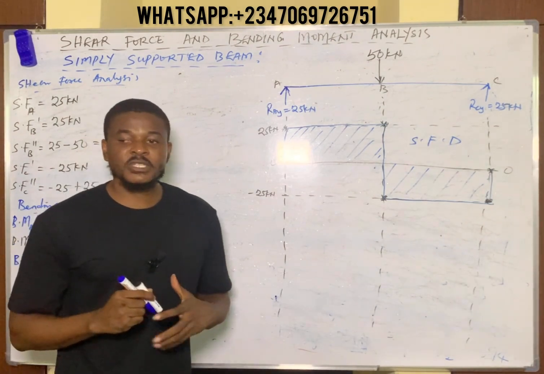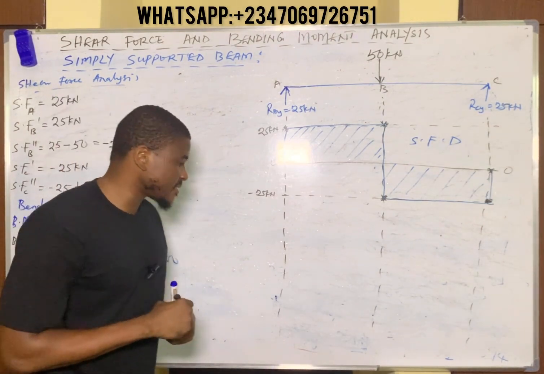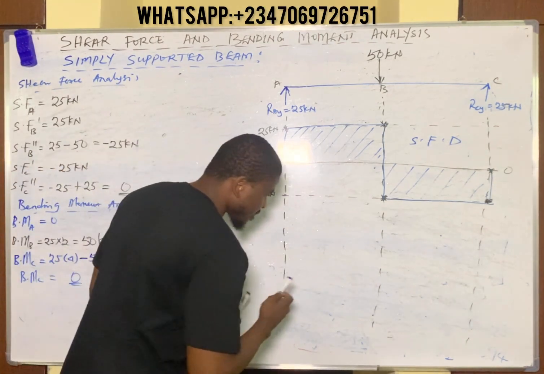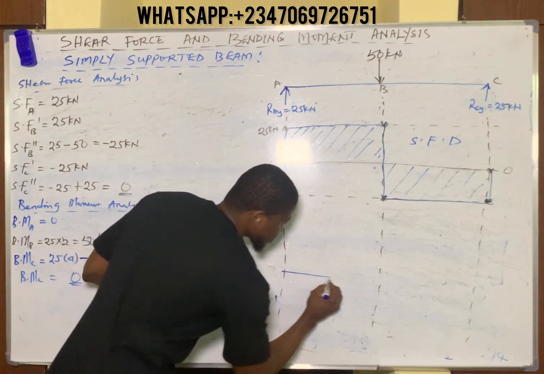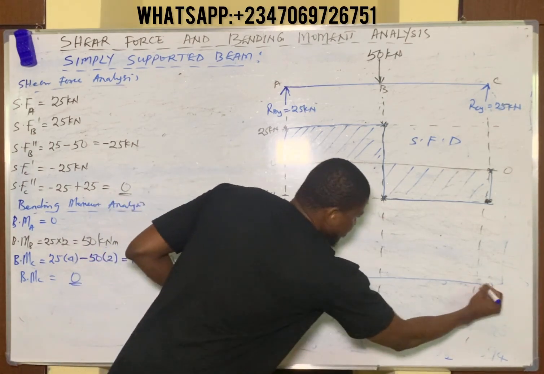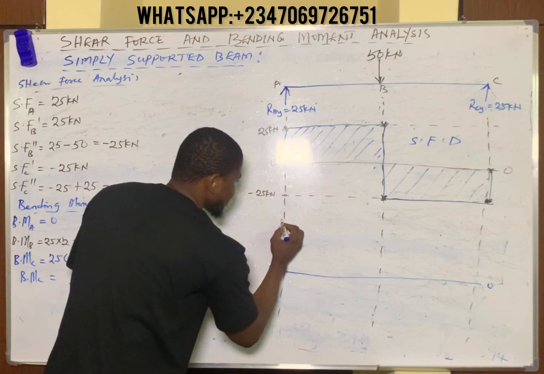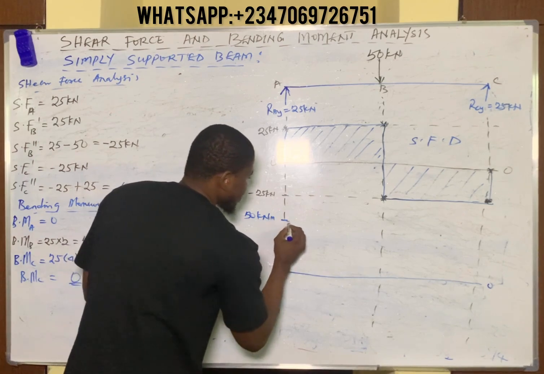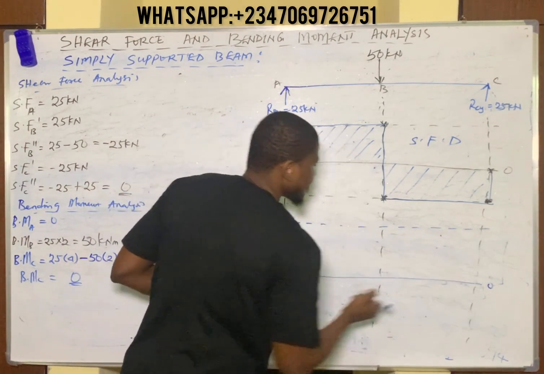The next is to draw the bending moment diagram, right? So you take a look at the bending moment analysis, which is your highest value and which is your lowest value. My highest value from here is 50 kilonewton meters, and my lowest value is simply 0. So you simply draw a straight line, okay? So this is the origin, 0, and 50 kilonewton meters. You can simply take it here. So this is our 50 kilonewton meters.